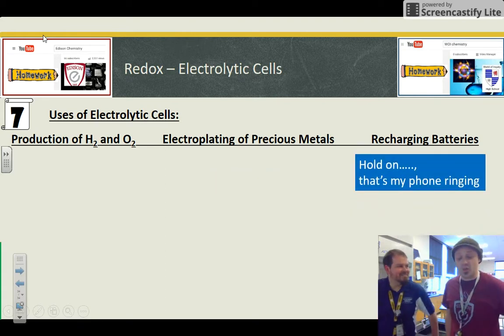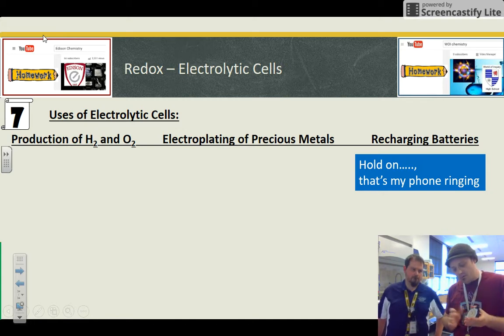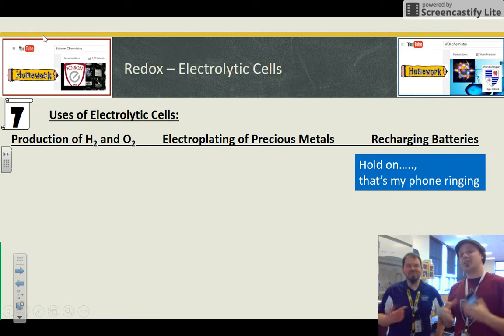Whenever you plug your phone into the wall, an electrolytic circuit kicks in and forces your phone to recharge using the electricity and the power from the wall. It's in discharge mode when it's not plugged in, running in a voltaic cell pattern. And then it switches from a spontaneous cell to an electrolytic cell to recharge overnight.